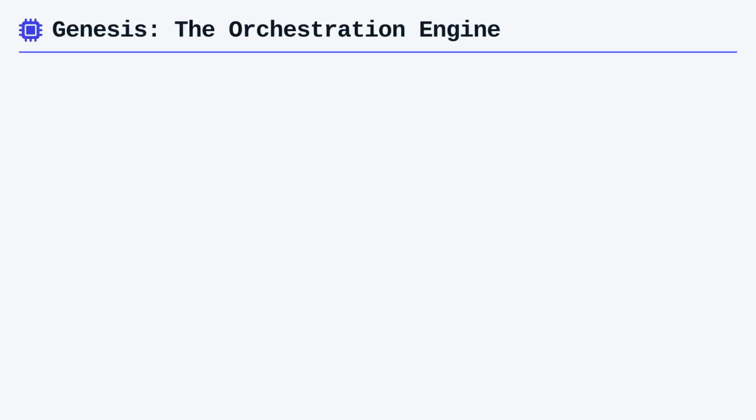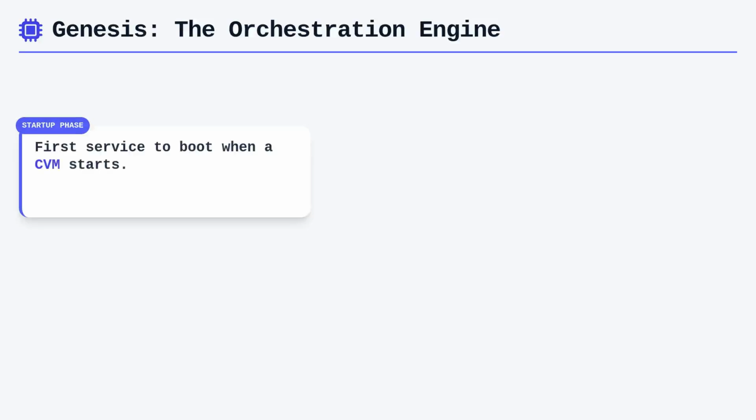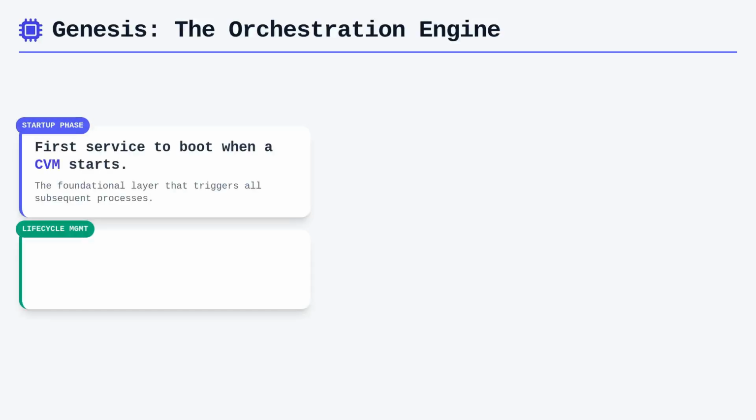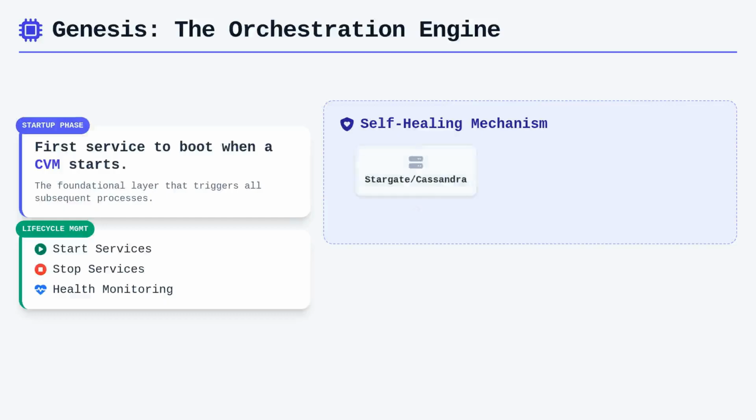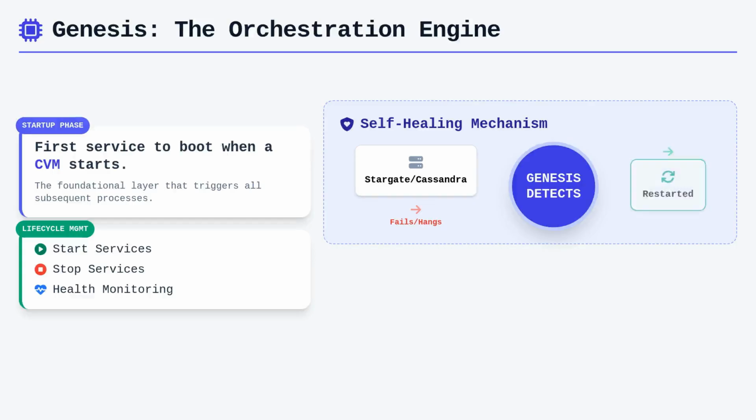Finally, we must look at Genesis, which provides the essential orchestration service that keeps all these aforementioned processes running. Genesis is the first service to start when a CVM boots and is responsible for managing the lifecycle of every other process, including starting, stopping, and monitoring them for crashes. If a process like Stargate or Cassandra ever hangs or fails, Genesis is the mechanism that detects this behavior and attempts to restart the service to restore functionality quickly.